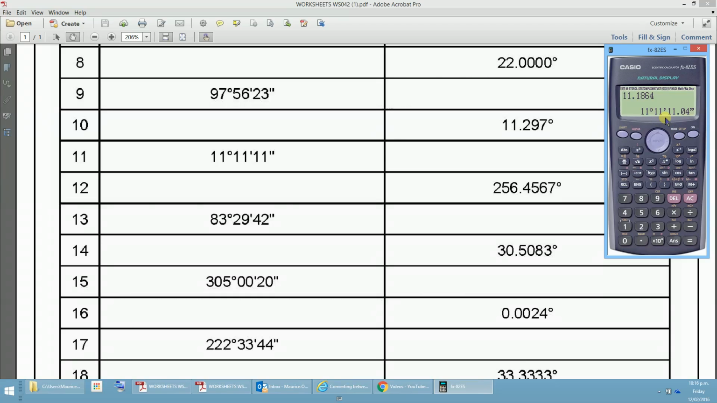But in terms of keying stuff in for your degrees, minutes and seconds, I'll just do one more before I go. 83 degrees, 29 minutes and 42 seconds, equals, and then just push it again: 83.495, which is 83.4950 to the 4th decimal place.